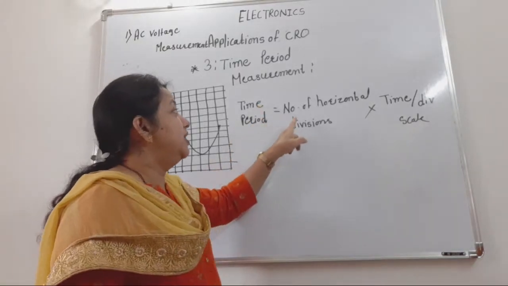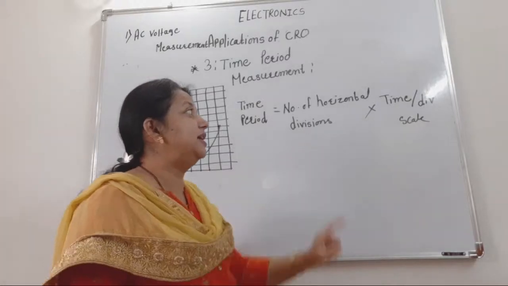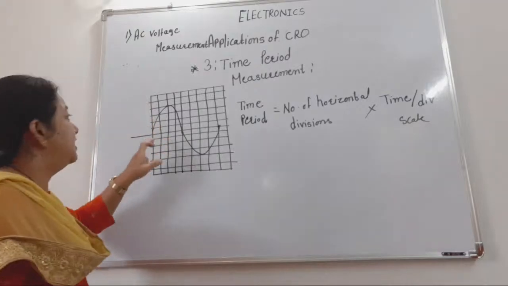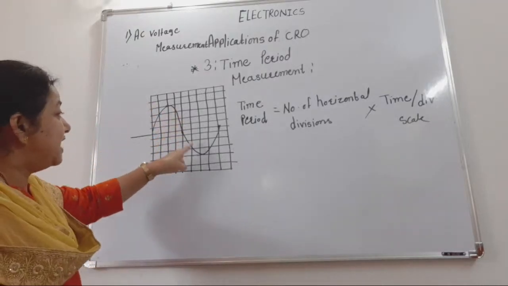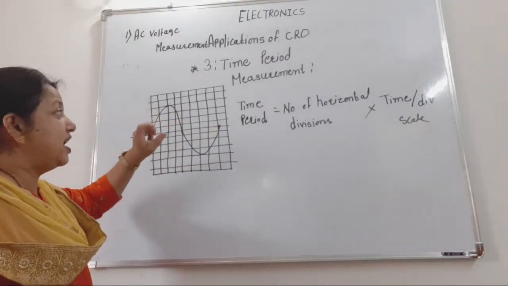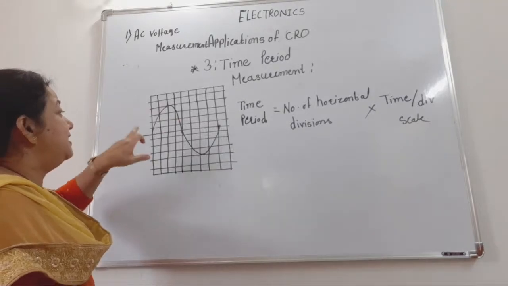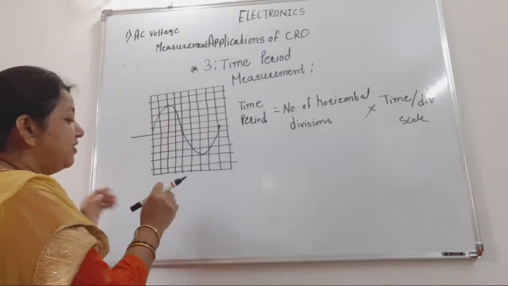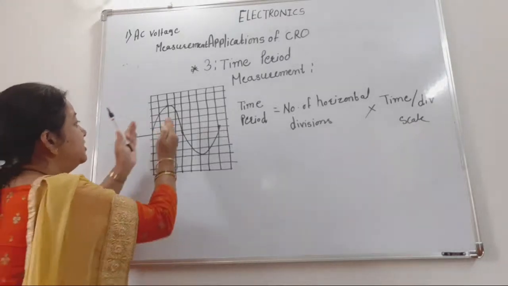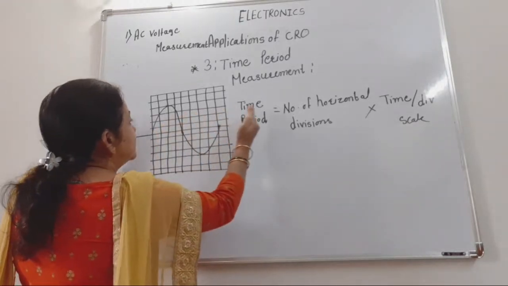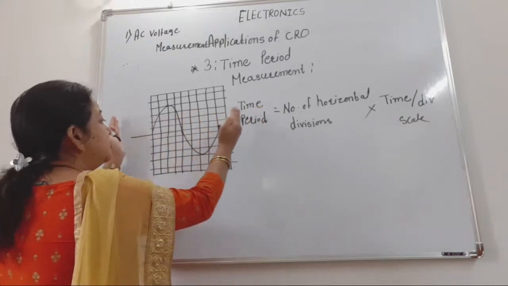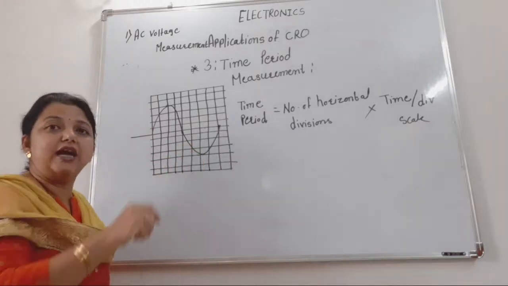Time period is equal to the number of horizontal divisions multiplied by the time per division scale. To get the sine wave like this, we adjust the time per division knob. When we vary the time per division knob, this wave moves like this, and in the other direction the wave expands or compresses.